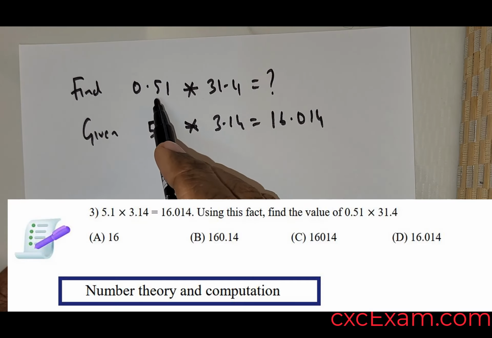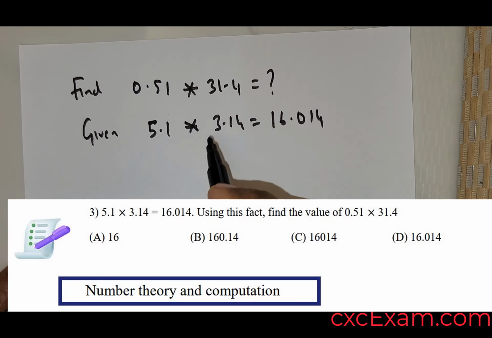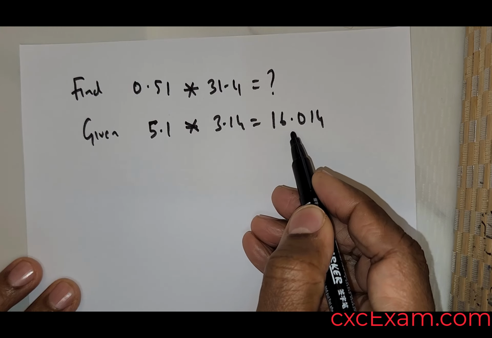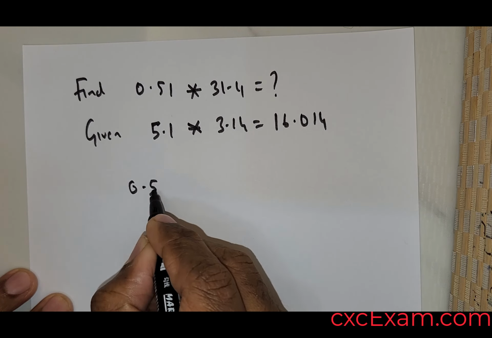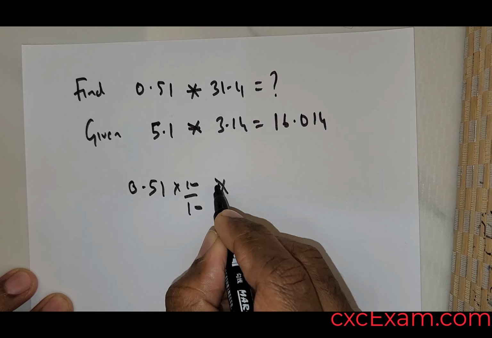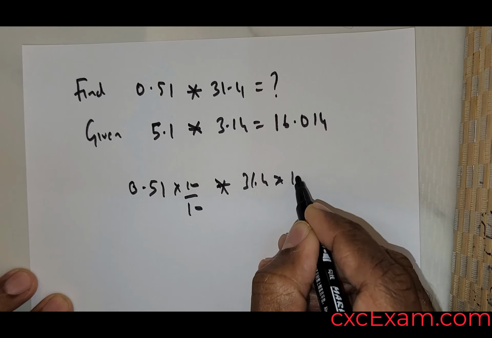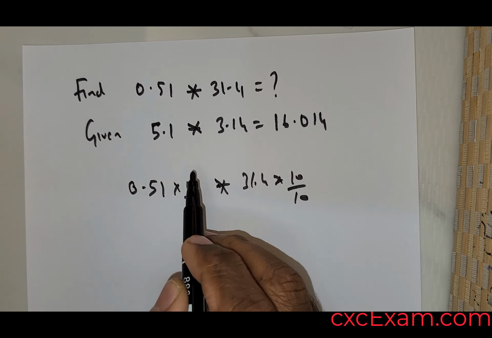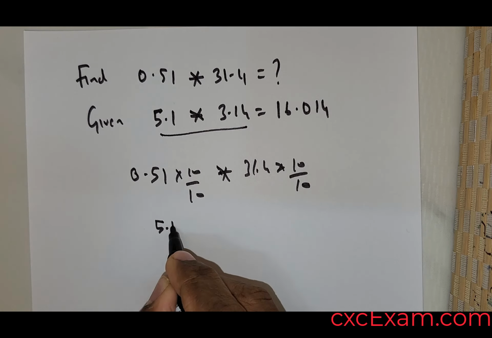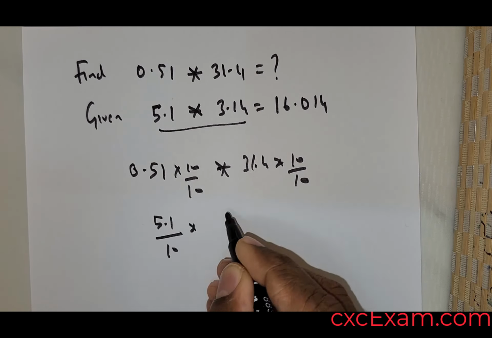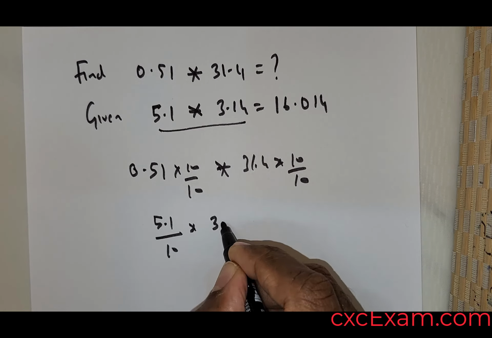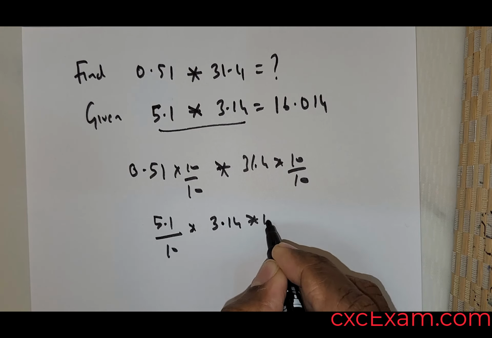Find 0.51 times 31.4, given that 5.1 times 3.14 is 16.014. So you take 0.51, you multiply by 10, you divide by 10, and then you take 31.4, you multiply by 10, you divide by 10. The reason is that I want to have this over here. When you multiply 0.51 by 10, this will become 5.1, so you have a 10 already there. When you divide 31.4 by 10, this will become 3.14 times 10.